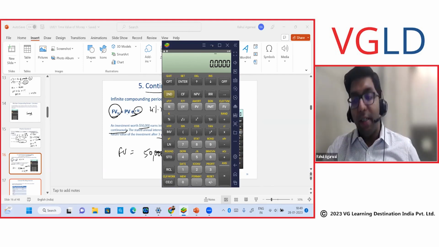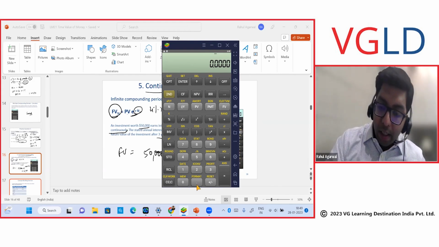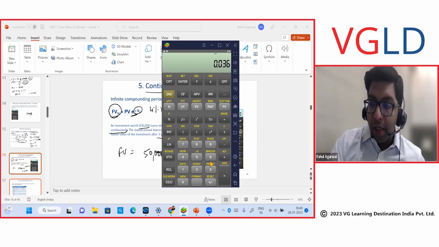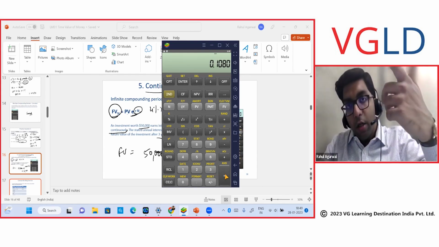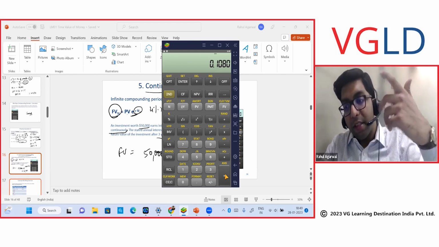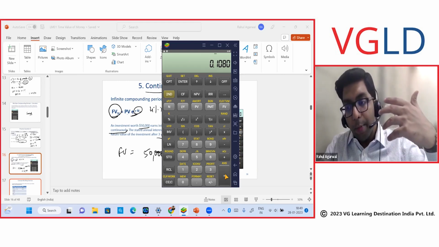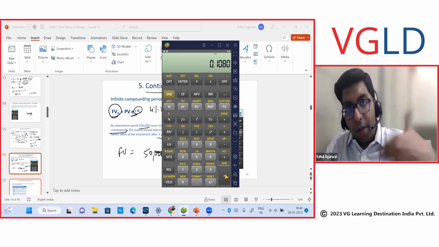Now, how to calculate this? You know that the interest rate is what? 0.036, right? How many years? Into 3. Because for 3 years, you will get 3.6%. That means in 3 years, how much will you get? In simple terms, 0.036 into 3. Okay.